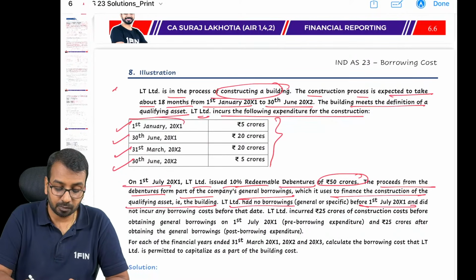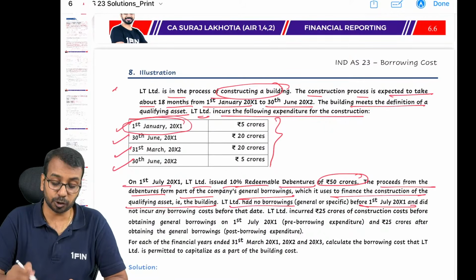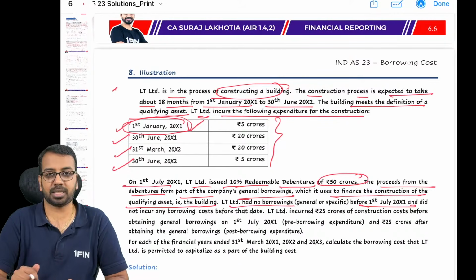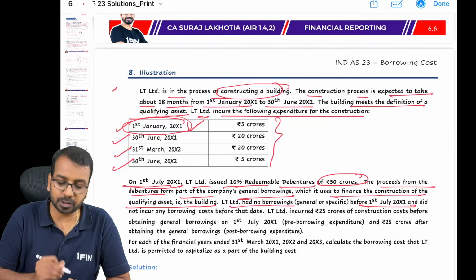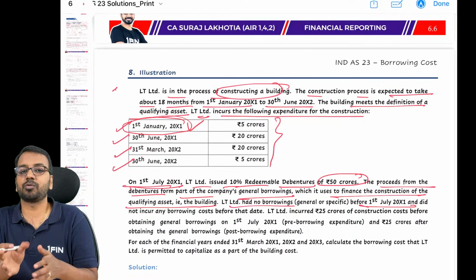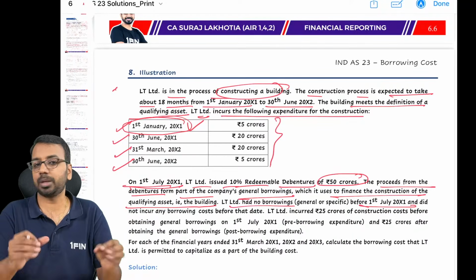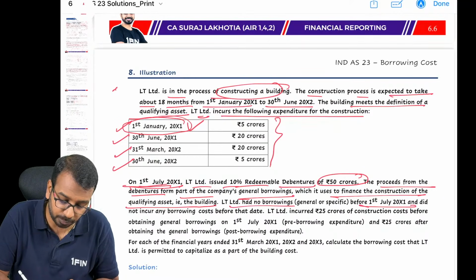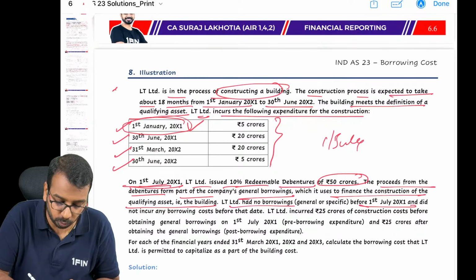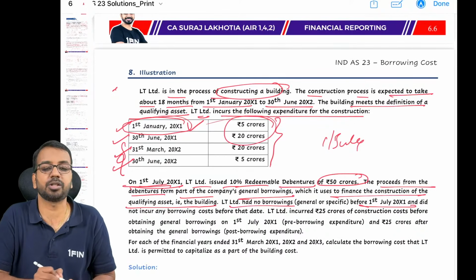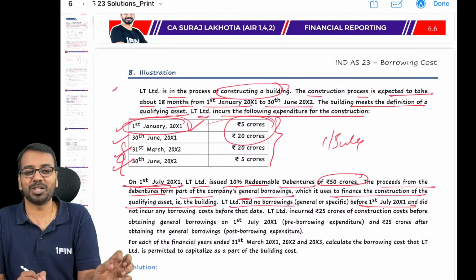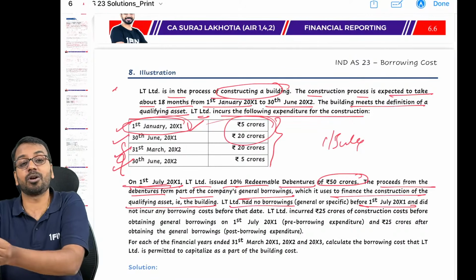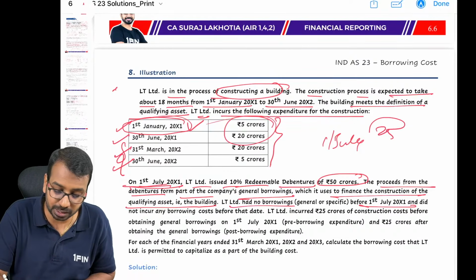Now here, on 1st of January they have started incurring expenditure. In this question, the specific thing you have to keep in mind is that expenditure started on 1st of January, but borrowing happened on 1st of July. So from 1st of January till 1st of July, there is no borrowing cost to be capitalized. This is understood. But when I start capitalizing cost from 1st of July, should I only consider subsequent expenditure or previous expenditure also? I have to consider previous expenditure also, because if previous expenditure were not there, borrowing cost would not have been incurred. So I have to consider this 25 crores here.